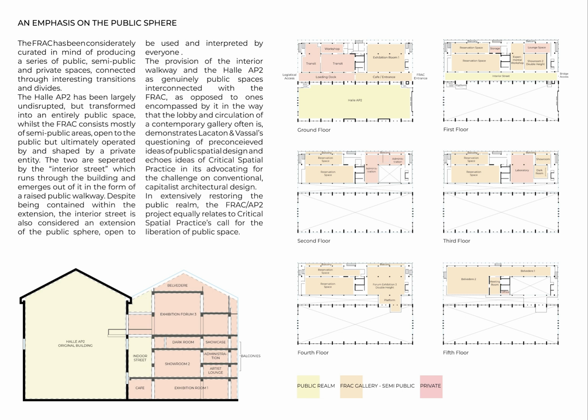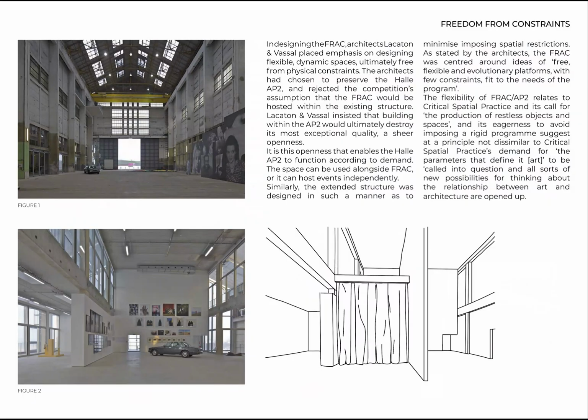One theme of the FRAC design is this idea of creating an abundance of public spaces. Lacaton and Vassal, the architects, questioned the competition's preconception that the FRAC would be hosted in the original Halle AP2, a disused shipbuilding warehouse, and instead they opted to leave the AP2 all but untouched and restore it to the public realm. In doing this, the architects challenged conventional gallery design and produced a kind of reception that, unlike most lobbies of contemporary galleries, is a genuinely public space.